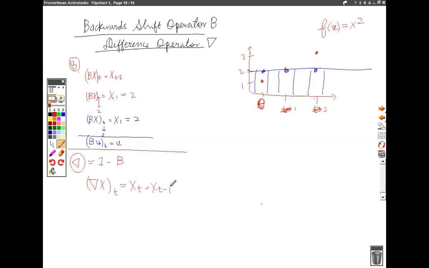Yes. So when I say that my delta is just 1 minus B, instead of delta, let's say I write (1 minus B) xt. What will that be? I get xt minus B xt. And I know what my B xt is: xt minus 1, right? So this delta is in essence equal to 1 minus the backward shift operator.